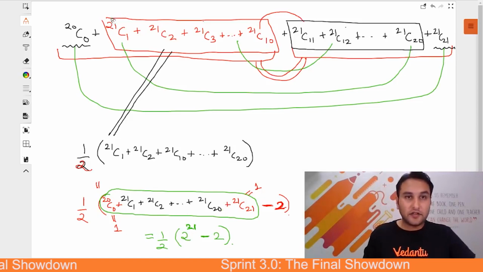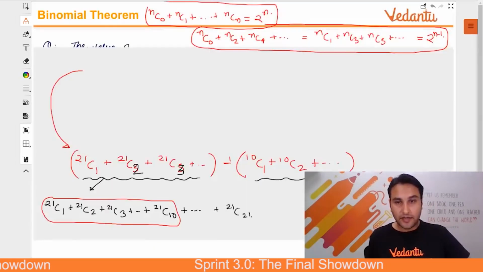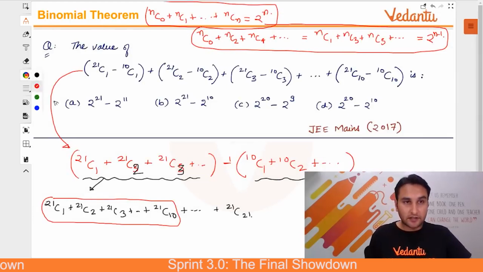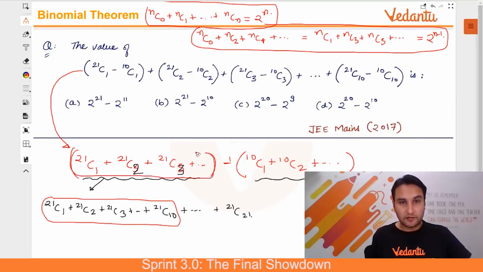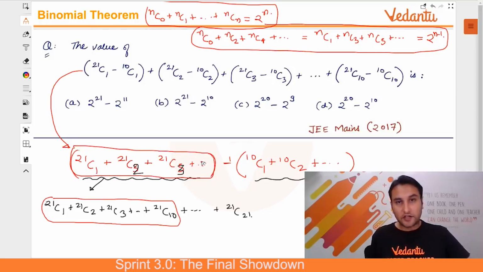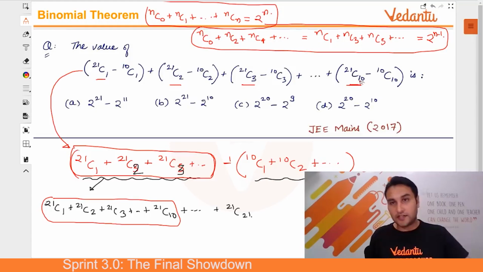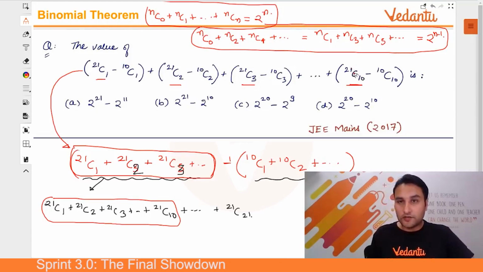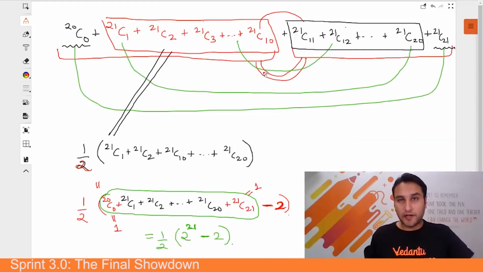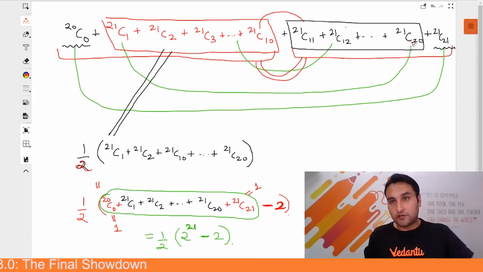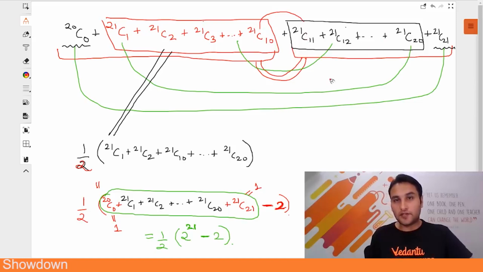So what we started with, this red term. Again, focus on the problem. I started with this red term here, which is 21C1 से लेके 21C10 only. 21C1, 21C2, 21C3 से 21C10. This is incomplete. I wanted to go till 21C21. That is what I explained. I explained you in 2 parts. Part 1. 21C1 is equal to 21C20. 21C2 is equal to 21C19. Similarly, 21C10 is equal to 21C11, because I know NCR is equal to NCN minus R.